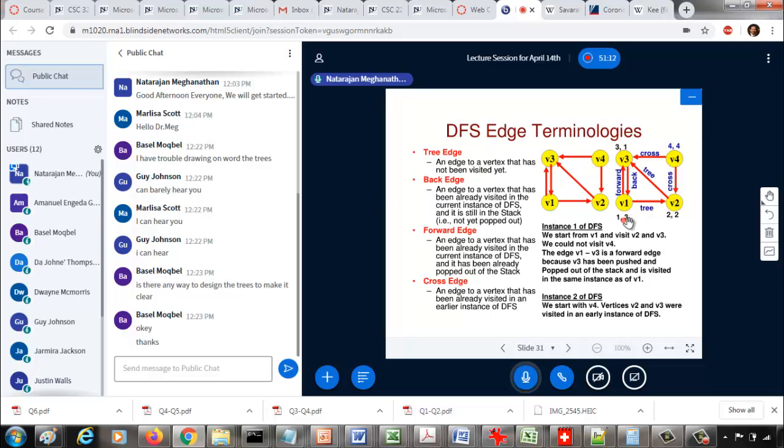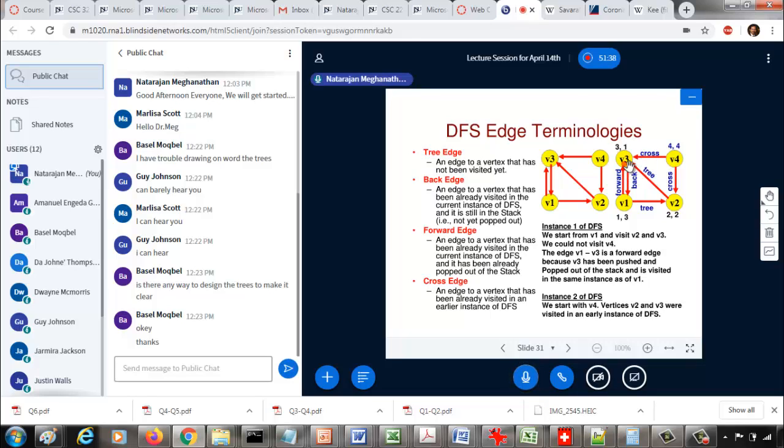So we start with V1. Push V1 to the stack. Now go to V2. Push V2 to the stack. The top of stack is V2. From V2 we can go out to only one other vertex, so we have to pick V3, which has not yet been visited. We push V3 to the stack. That is the third vertex to be pushed to the stack.